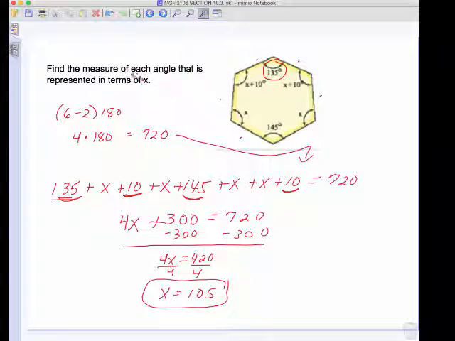It asks me to find the measure of each angle that is represented in terms of x. So look up here and see which ones have got an x in it. This one does, this one does, this one does, and this one does. So those are both x. So my angles are 105, 105. If I put 105 in here, I get 115. Same thing here, I get 115.